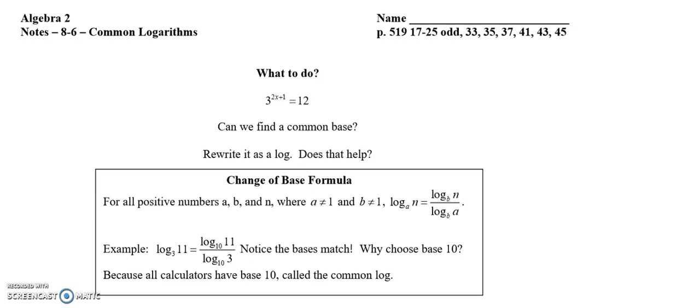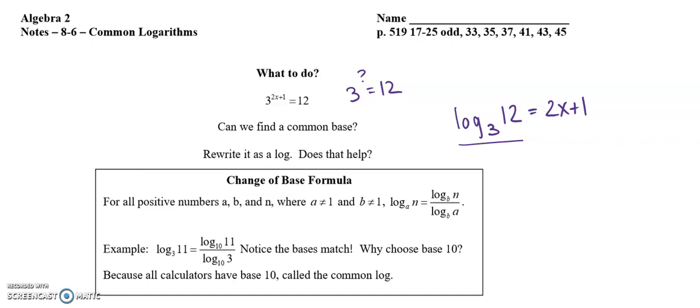Let's say we have the problem 3 to the 2x plus 1 equals 12. When we have exponential problems, we usually try to get the base to match. But I cannot rewrite 3 to a power and get 12, so that's not going to work. Maybe I rewrite it as a log. That gives us log base 3 of 12 equals 2x plus 1. But again, log base 3 of 12, 3 to what power is 12? I don't know. We're kind of stuck.